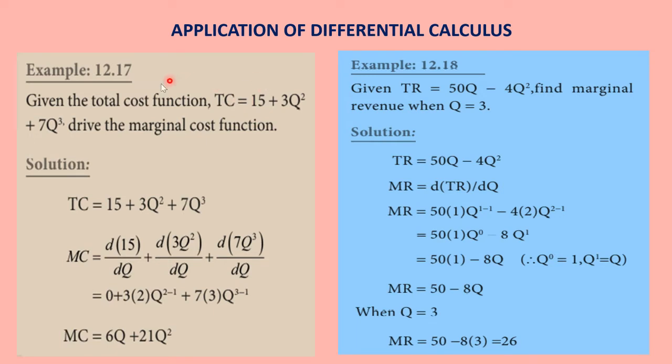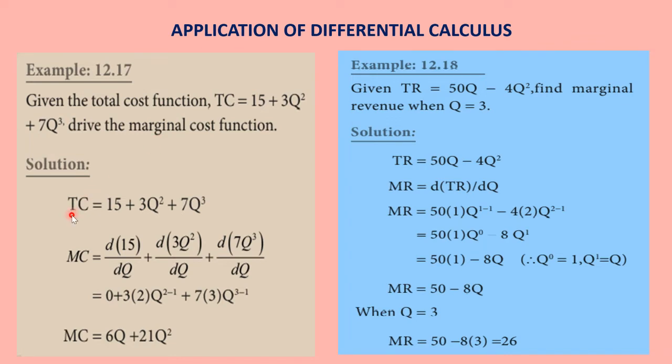The first example is 12.17. Given the total cost function TC is equal to 15 plus 3q square plus 7q cube, derive the marginal cost function. Here the total cost is given. From the total cost, we have to find out the marginal cost.